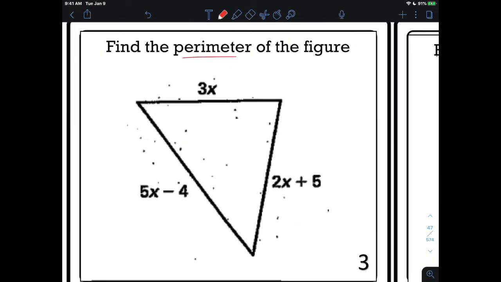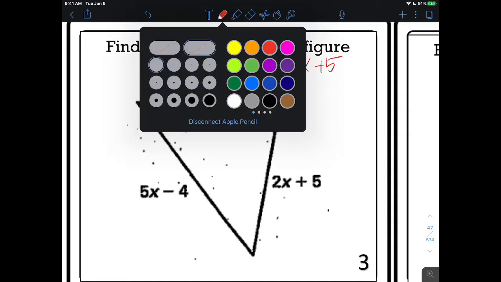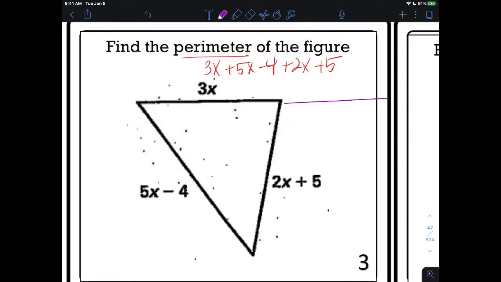Find the perimeter, meaning I need to add them all up. So I could write them out. I could do a couple of different things. But I'm going to show you something that will make your life so much simpler. So when I was in school, they would just have us write it out like this. Now, I had you guys do it that way because I wanted you to understand what you were doing. But there's another way to do it that you can organize it in a chart to make it easier. So I'll write that in this purple color.